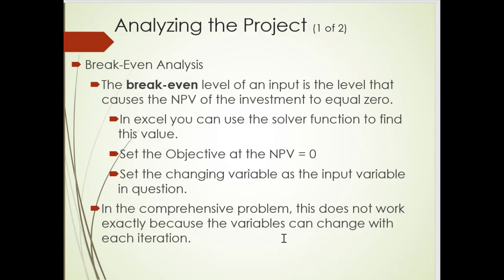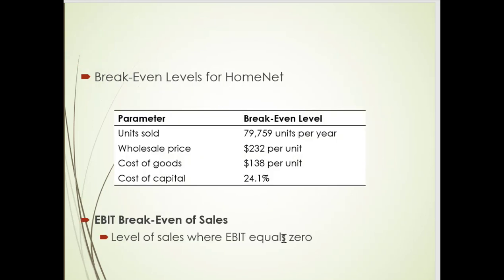So in this comprehensive problem that we went through in a previous video, this doesn't work very well because the variables change every time you do an iteration. The variables all change. So again, this is a function, if you will, of risk analysis that allows us to look at minimum values needed to generate certain kinds of income.